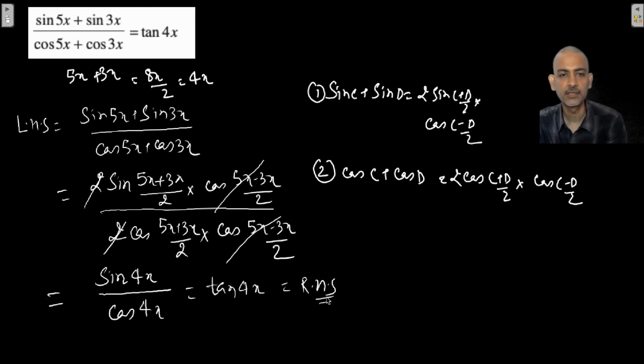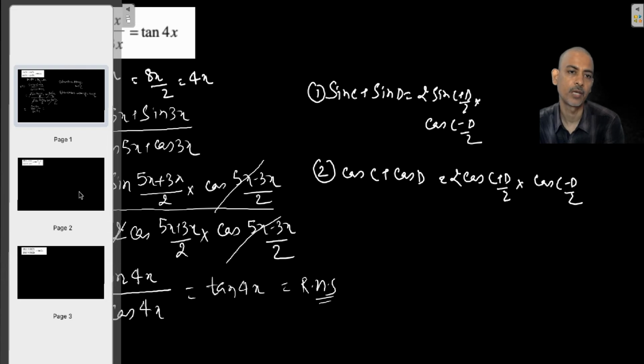So this is a straightforward application of the sin c plus sin d formula and the cos c plus cos d formula. This is how you have to apply it. You look at the left hand side, try to see what numbers are given on the left hand side and what's the number on the right hand side, and then start working out the problem. So let's go to the next problem, problem number 18.